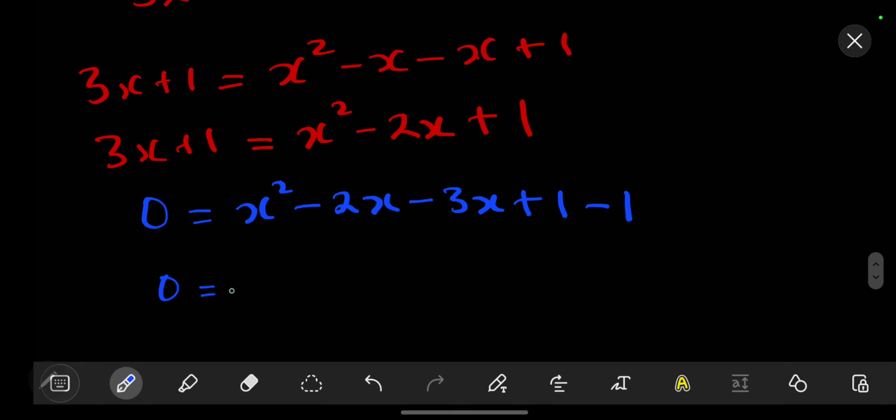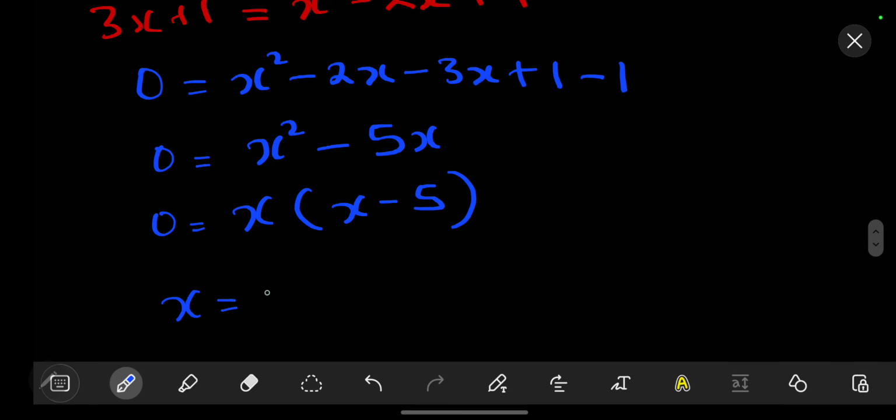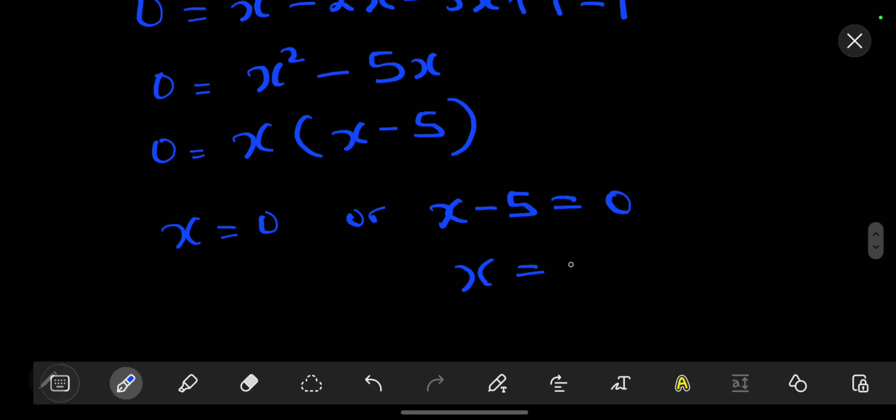So we are going to get 0 should be equal to x squared minus 5x. So already this is 1 minus 1, which is just 0. It's okay if you don't write it. So now factorizing this, we are going to get 0 should be equal to, we have our x common, open brackets, x minus 5, like that. Then it's either x is equal to 0, we are just equating, or this part is also equal to 0. So our x minus 5 should be equal to 0, so our x should be equal to 5. So x is equal to 0 or x is equal to 5, like that.